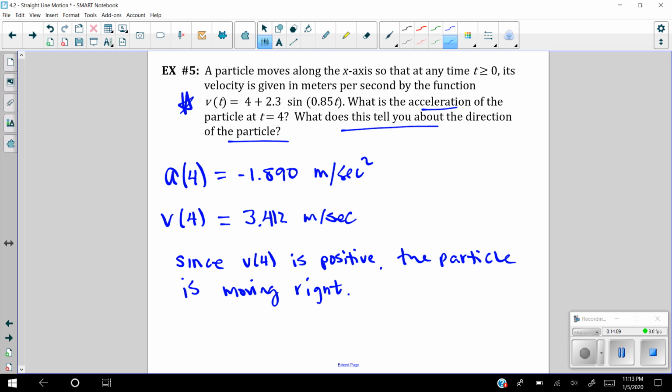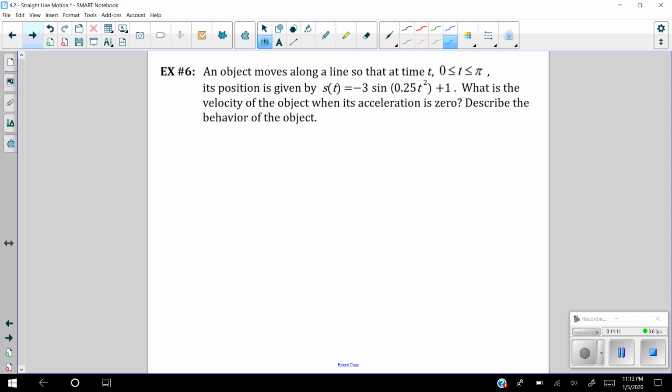Number 6. An object moves along a line at a time t between 0 and pi. Its position function is given by s of t equals negative 3 sine of 0.25t squared plus 1. What is the velocity of the object when its acceleration is 0?